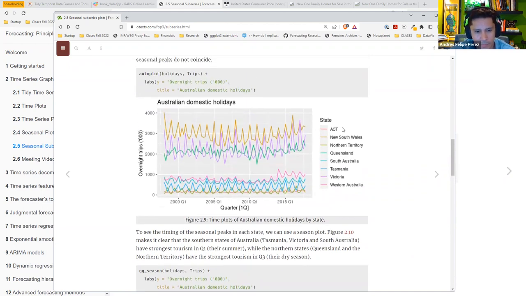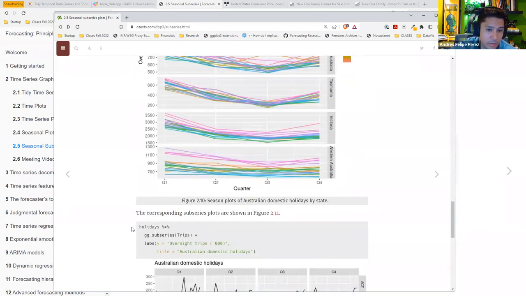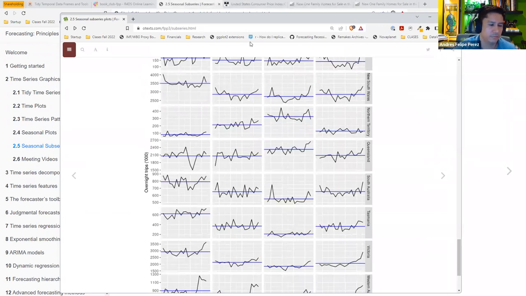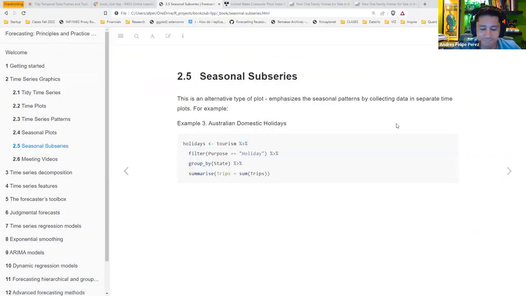This one, instead of faceting, still plots on the same plane, but the difference is that you have different series for each one of the regions. I don't know what they're called in Australia. So in essence, these are the types of plots for time series. That's my presentation. So I don't know if we want to discuss what you guys think.